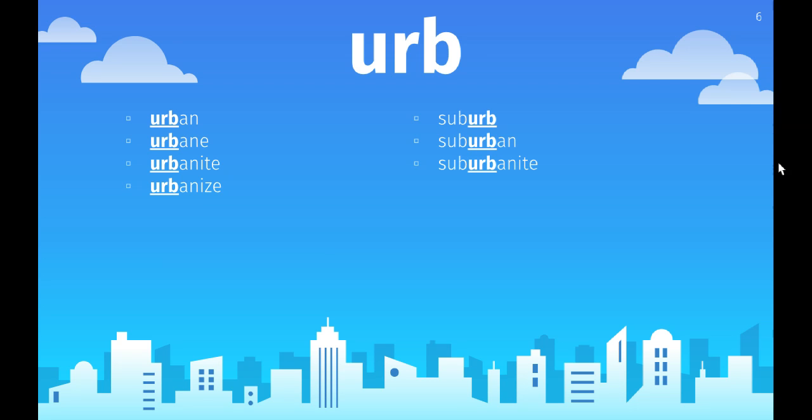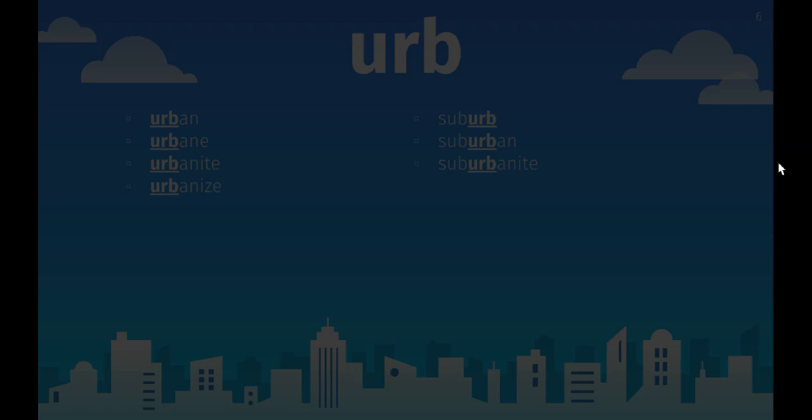So suburb, sub, and then your root, urb, suburb. So for suburban, break it down. Sub, urb, an. And so for suburbanite, it's kind of like the word urbanite, only it has that suburb in it. So sub, urb, and ite. That's how I would think about spelling it.